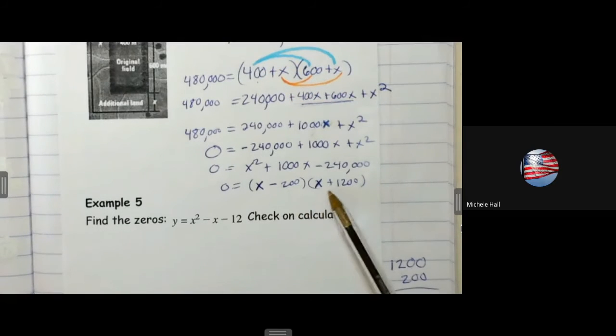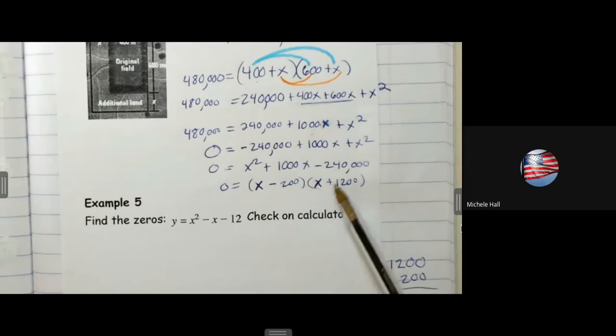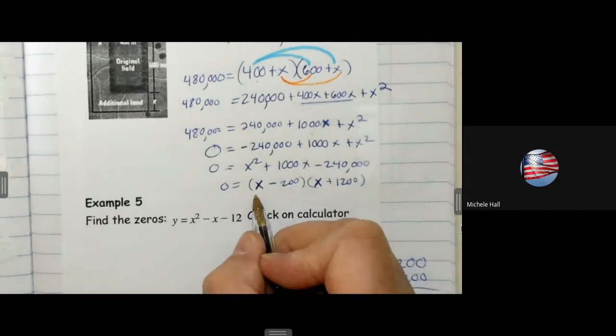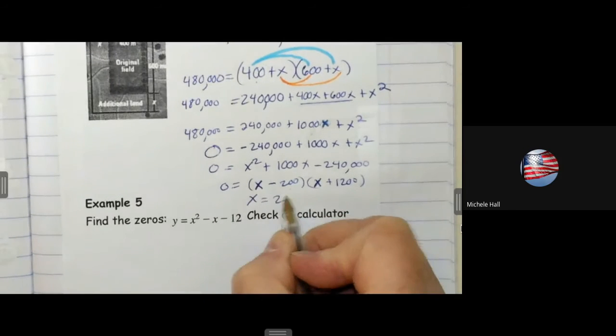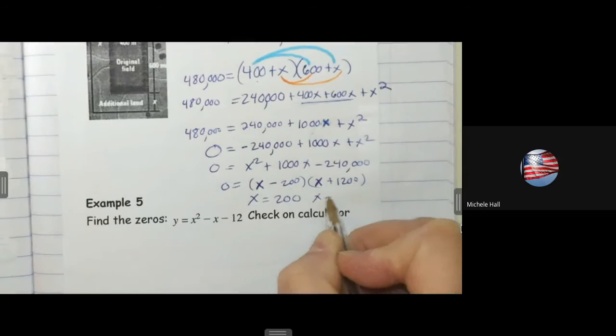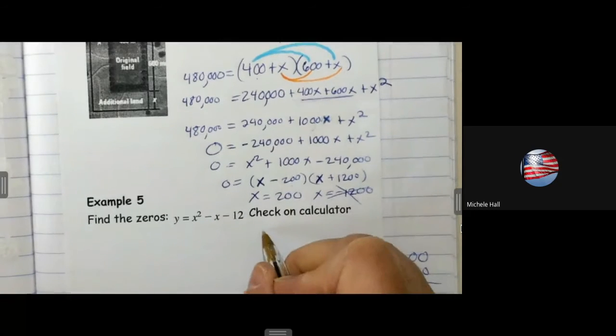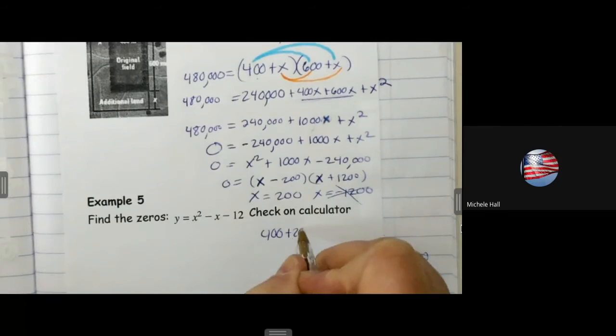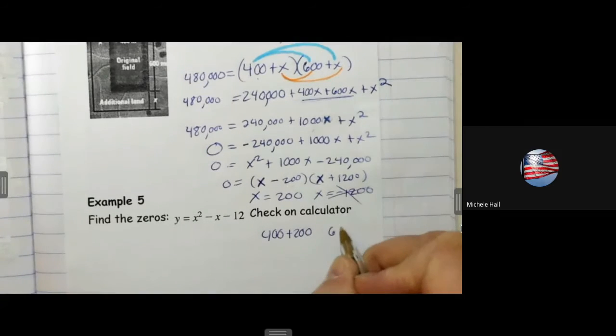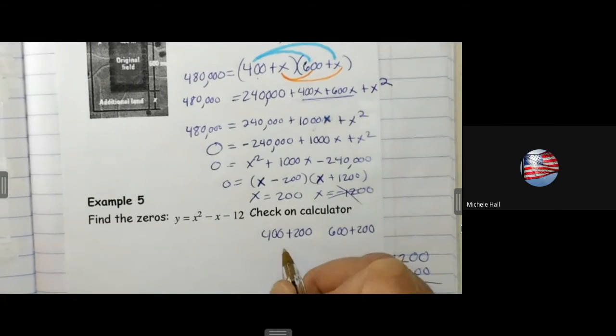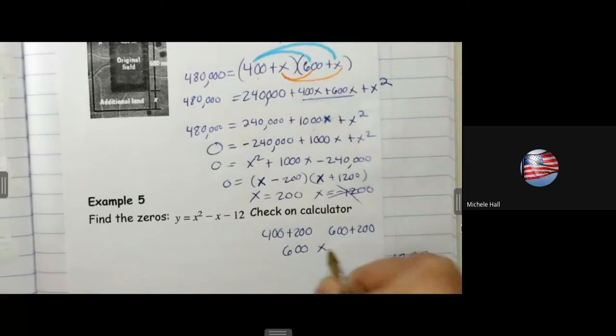So they do add to 1,000, and it does still multiply to that. So if I was going to solve this, I would have x equals 200 and x equals negative 1,200. I'd have to reject the negative 1,200 because you can't have area that's negative. And then I would simply go to that and say 400 plus the 200 and 600 plus the 200. My new dimensions would be 600, exactly what you said.